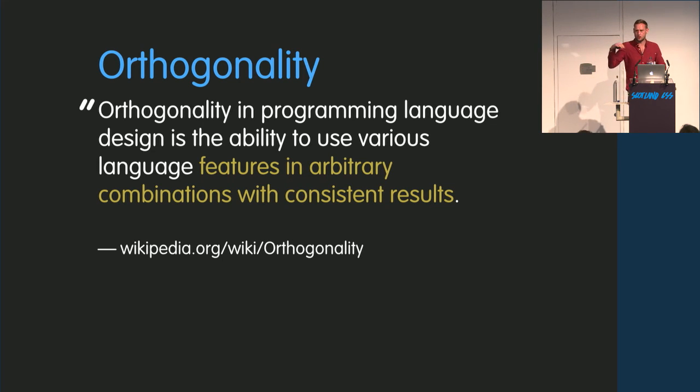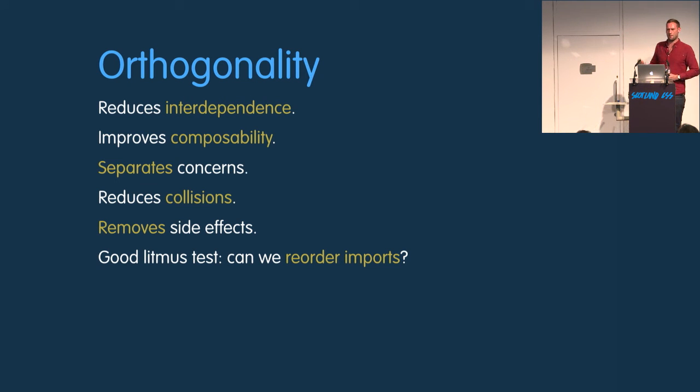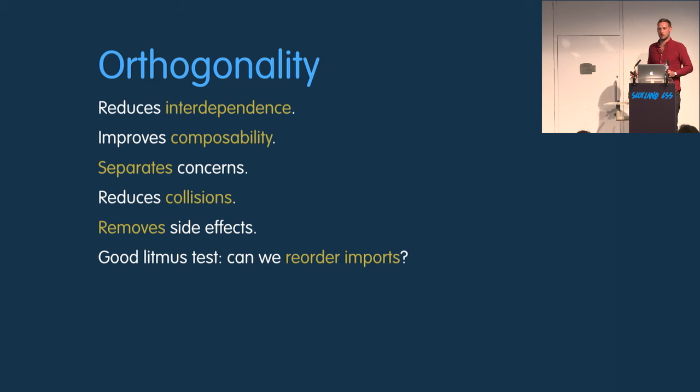We can again kind of shoehorn this into CSS. Orthogonality, if we can use things in random orders, it means that they obviously don't really depend on each other very much. If we can use things in completely arbitrary combinations, that implies there's a lack of interdependence between those modules. This in turn allows us to compose things better. We get much more composable systems if we can use things in random orders. It separates concerns by virtue of being independent. We're obviously not concerning ourselves with unrelated things. And it reduces collisions and removes side effects.